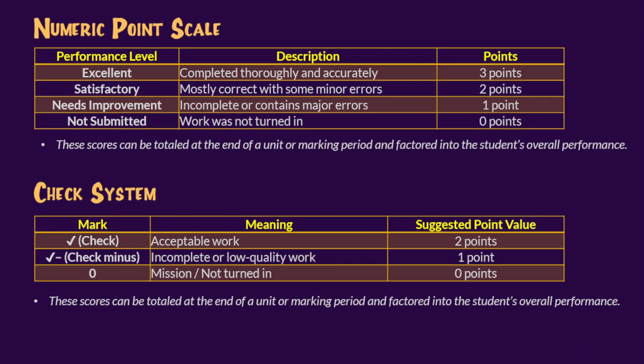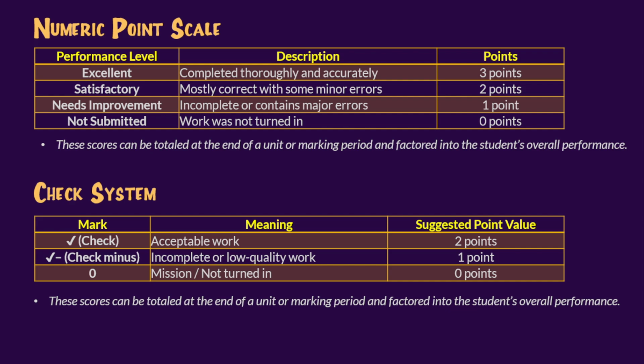There are two monitoring systems that the teacher can adopt. First is numeric point scale and the second one is check system. After following the numeric point scale table, the scores can be totaled at the end of a unit or marking period or factored into the student's overall performance. Checking system: check means acceptable work.